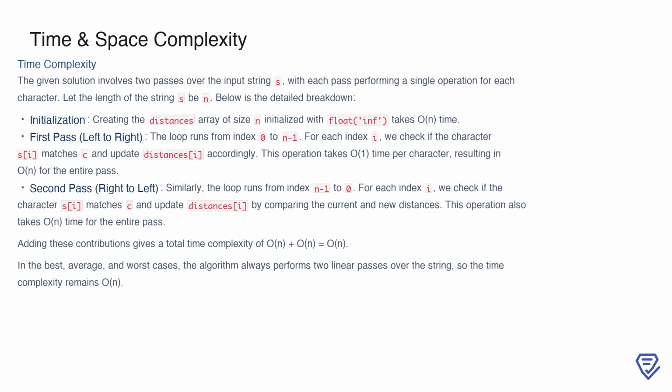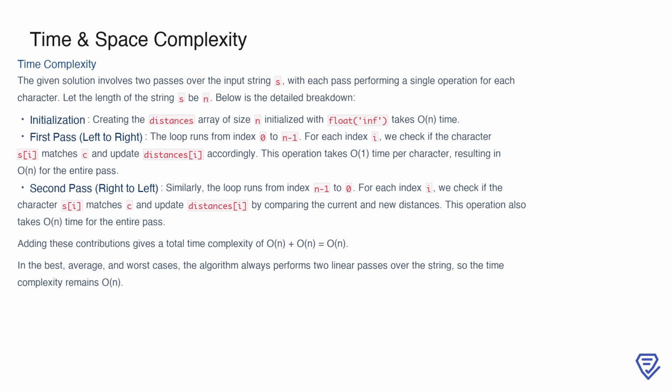The algorithm processes the input string s in 2 passes. First, we initialize a distances array of size n with all elements set to infinity, which takes n time since we are iterating through the array once. Then, in the first pass, we traverse the string from left to right. For each character, we check if it matches the target character c. If it does, we update the corresponding entry in the distances array. These updates occur in constant time for each character, giving the first pass a total complexity of n.